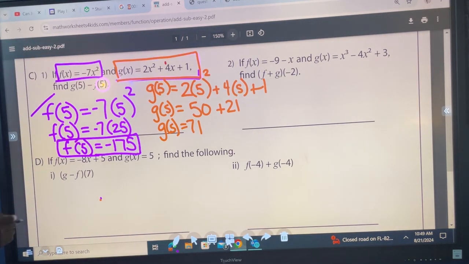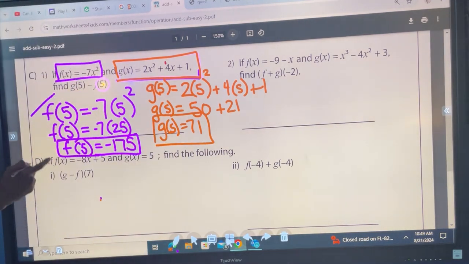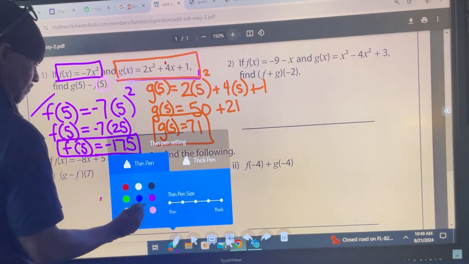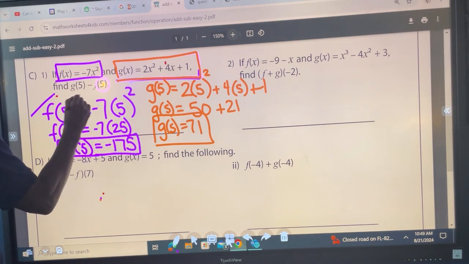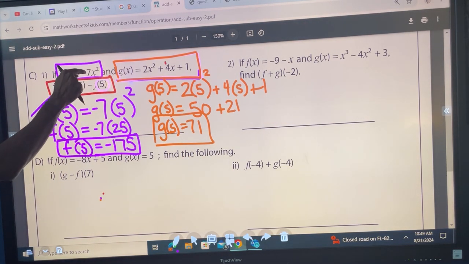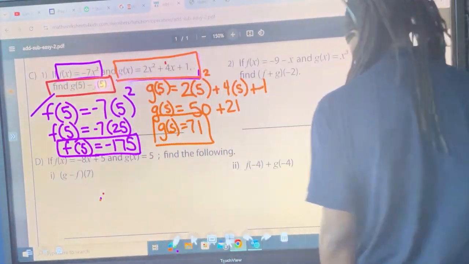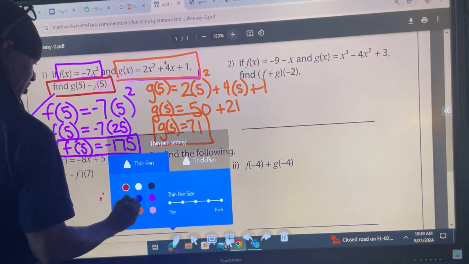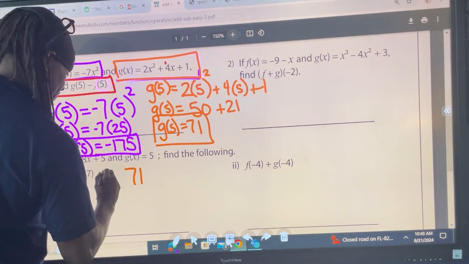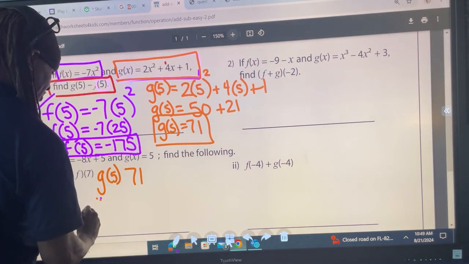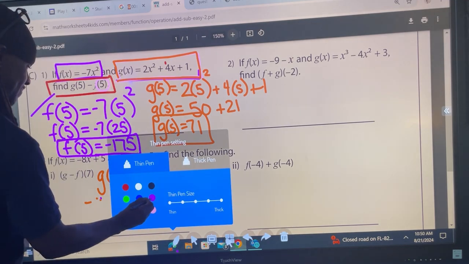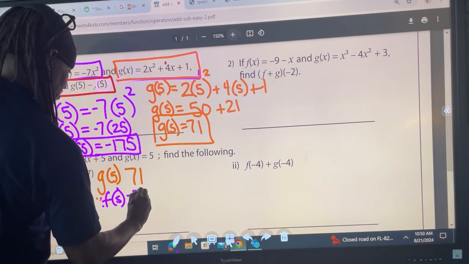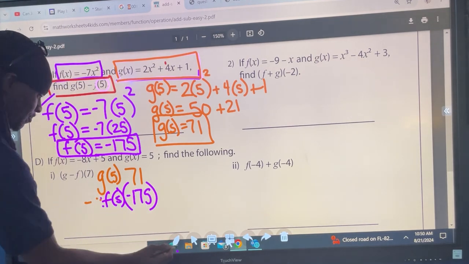So now you've got the value of g and the value of f. Now what are we supposed to do? They're telling you to subtract. You're supposed to subtract f of 5 from g of 5. So I'll do it right here. G of 5 was 71, minus f of 5, which is negative 175. And then we got to get a value.